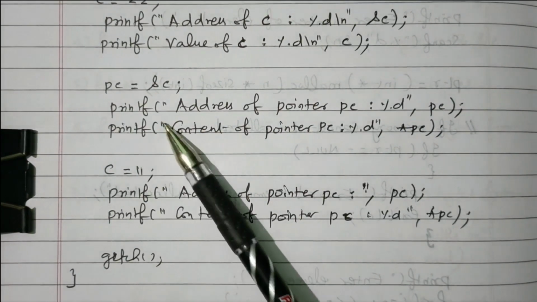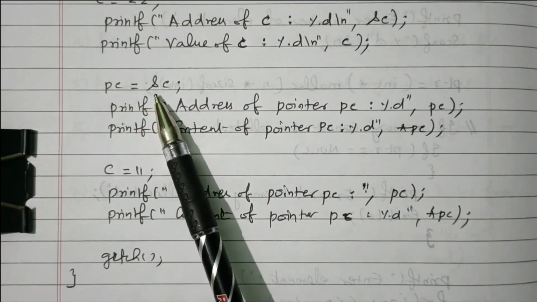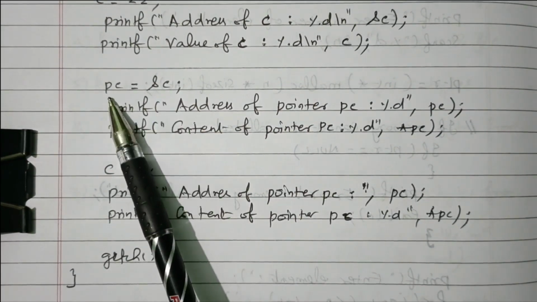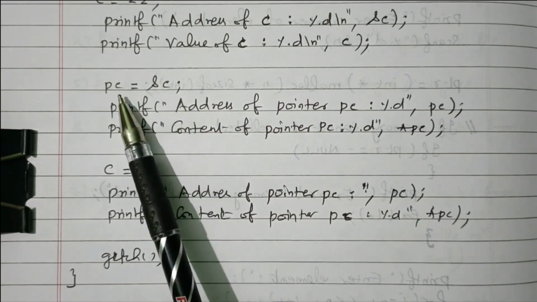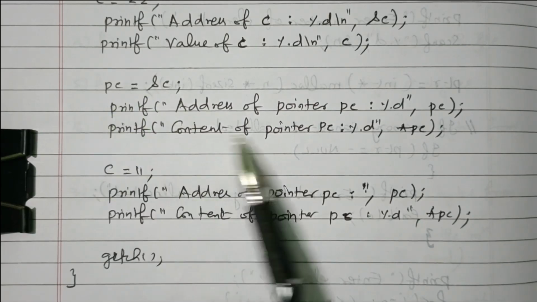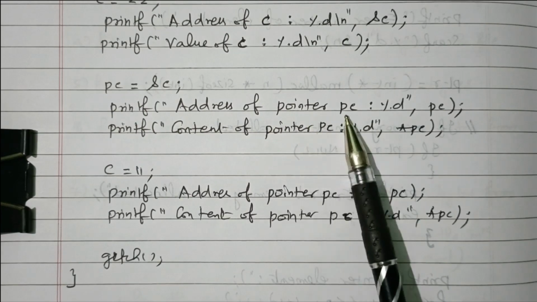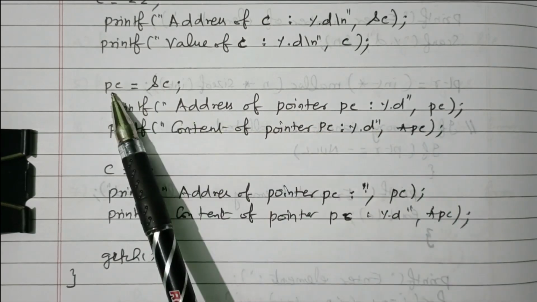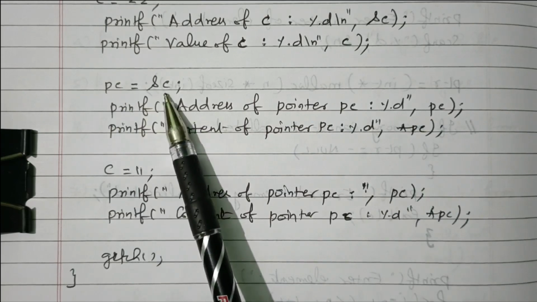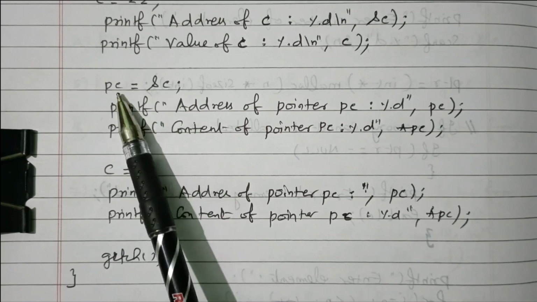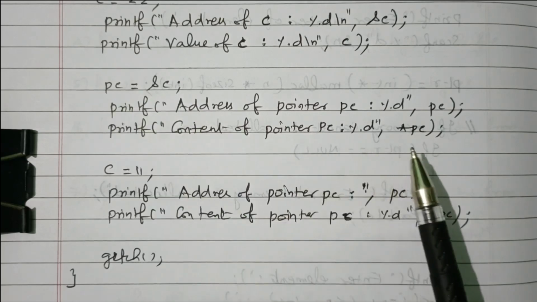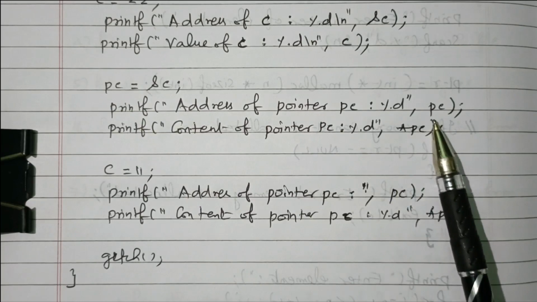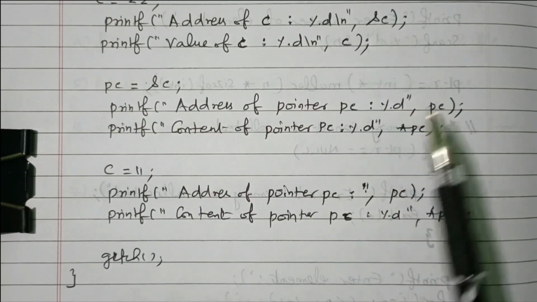c equal to 22, pc equal to address of c. So this is a pointer variable. Address of c is stored in pc. Now we'll print the address of pointer pc, which is what it will give. So pc contains the address of c, right? c is located at one address, and that address is stored in pc. So it will give where it is located, very similar to &c, right?